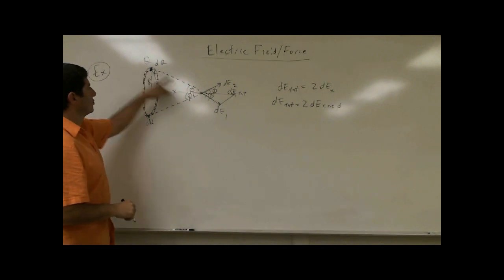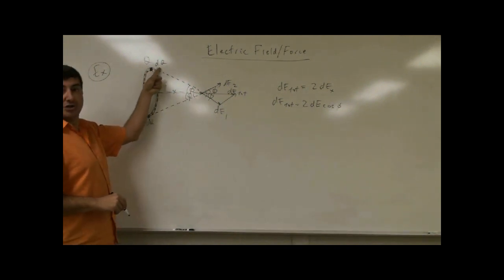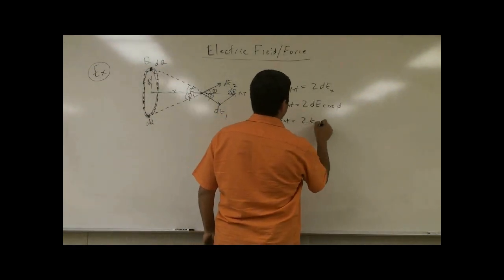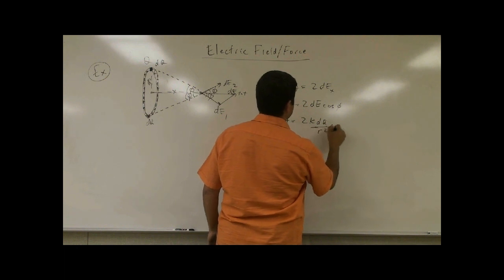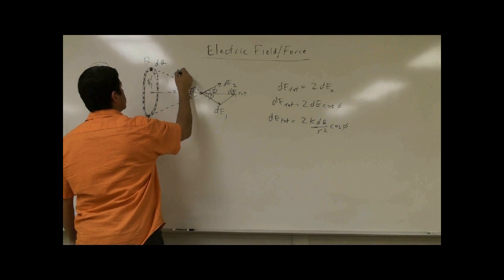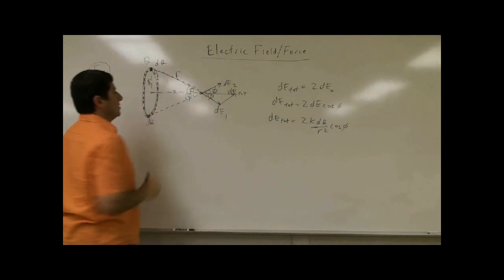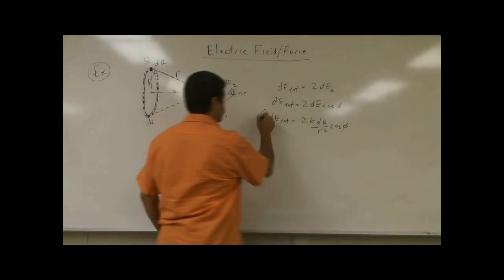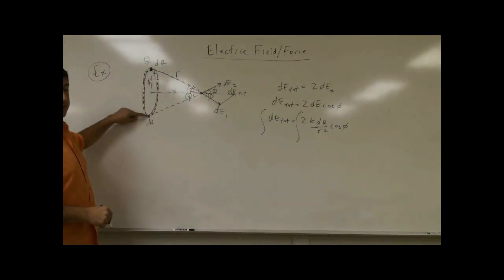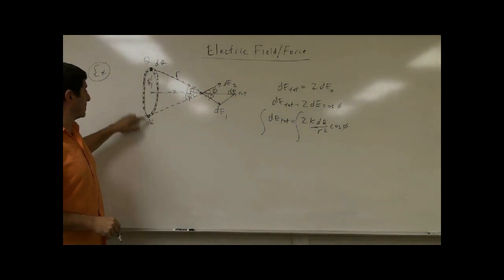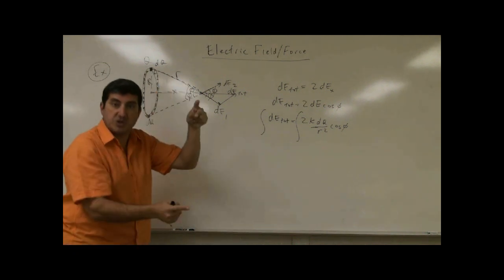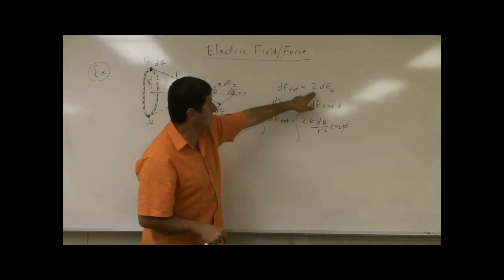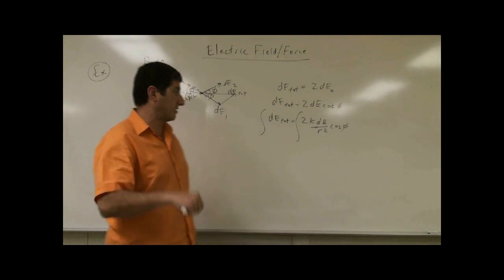And dE is equal to what? Well, it's the electric field of a point charge, k dq over r squared. So dE total is equal to 2k dq over r squared cosine of phi, where r is the distance from that point to the point of interest. Then we integrate this over half of the ring. We don't have to integrate over the full ring because we already took into account the symmetry of the ring from one part to the other. So we already are doubling it, and when we integrate, we only integrate half the ring, right?